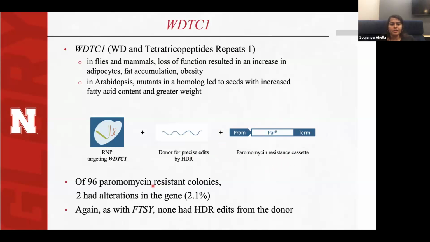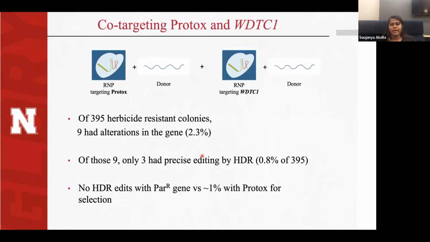Excuse me. So of 96 antibiotic resistant colonies, 2 had alterations, 2%, not terrible. But then none of them had HDR edits, even though we included the donor in the transformation. But then, lo and behold, you can guess, the moment we also target Protox with the donor, that is, we're looking for a specific change in Protox which will allow the cell to survive, of close to 400 herbicide-resistant colonies, 9 had alterations, 2%, not terrible. Of those 9, 3 had precise editing, which is only about 0.8%.